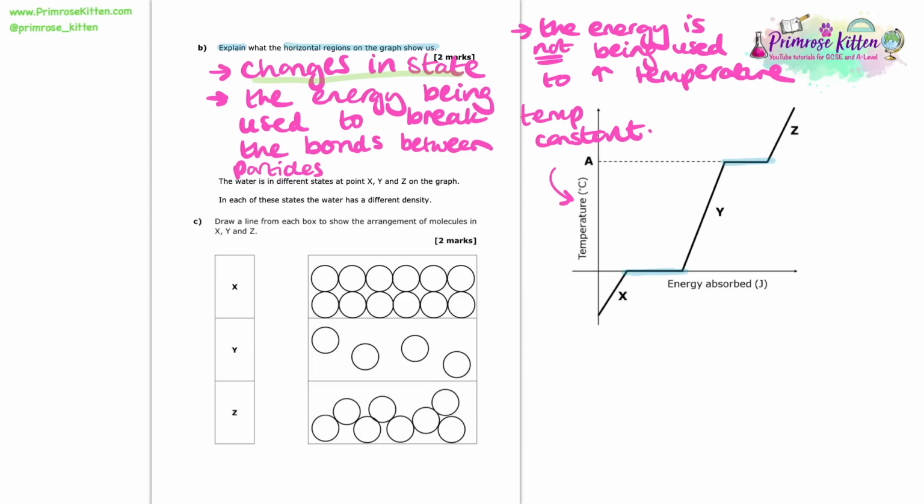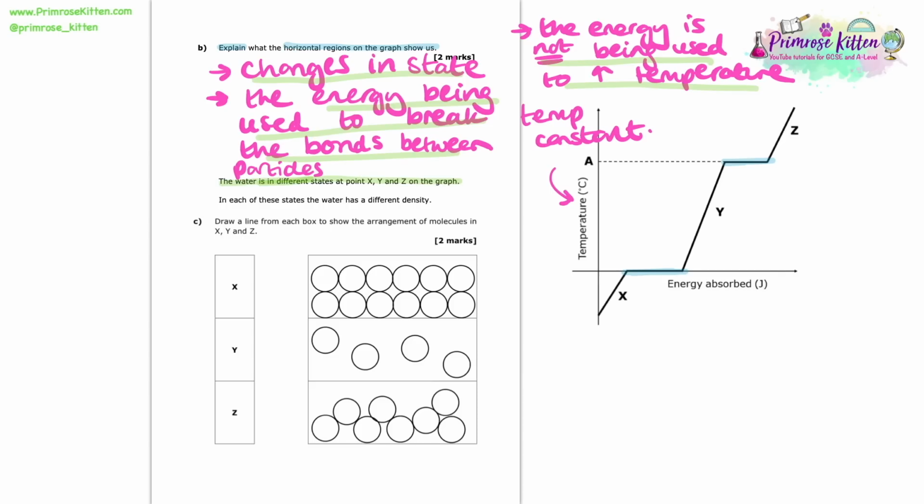We should just understand that of the horizontal regions. But then any explanation as to why the temperature doesn't increase would be your second point. So either you could state that the energy is being used to break the bonds between the particles, or we could say that the energy is not being used to increase the temperature. Either of those can get you your second mark.